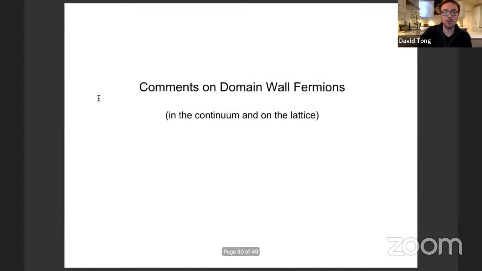All right. If there's no more questions, I'll just make a few comments on this big problem of putting chiral fermions on the lattice.